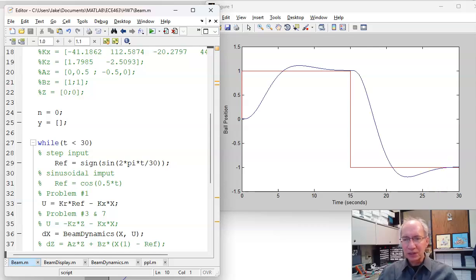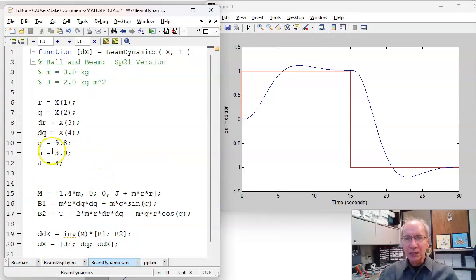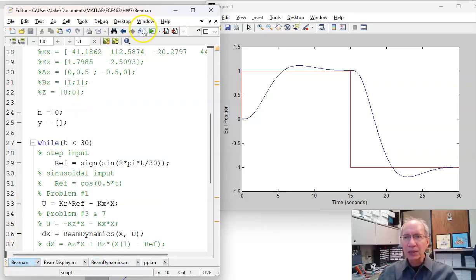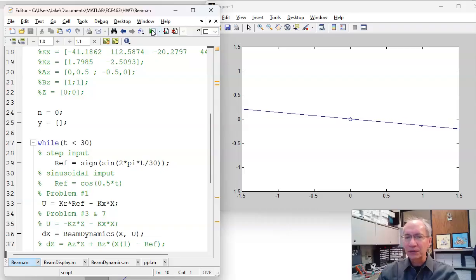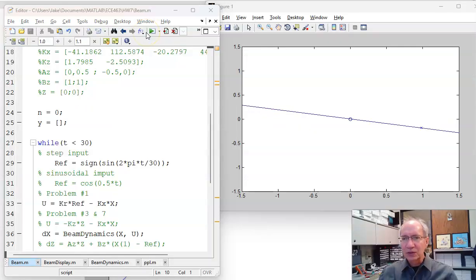Well, what happens if the model is wrong? What happens if instead of the ball having a mass of 3 kilograms, it is 3.5 kilograms? So use the same control law, but now the mass is actually different than what I expect. I tell it to go to 1, and it just rolls off. Okay, so that didn't work.